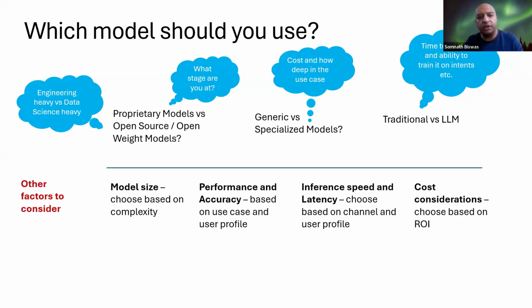Other factors to consider is obviously the model size, depends upon the complexity. If your use case is not that complex, small language models work out well as well. So based on the complexity of your use cases, choose the model size. Accuracy and performance, again, very logical, driven by the user profile, how open, how complex is your use case. Latency, as I talked, is based on the channels that you need to support, in some cases the other way around. But based on the channels that you need to support, you then need to pick up a model which provides the necessary latency.